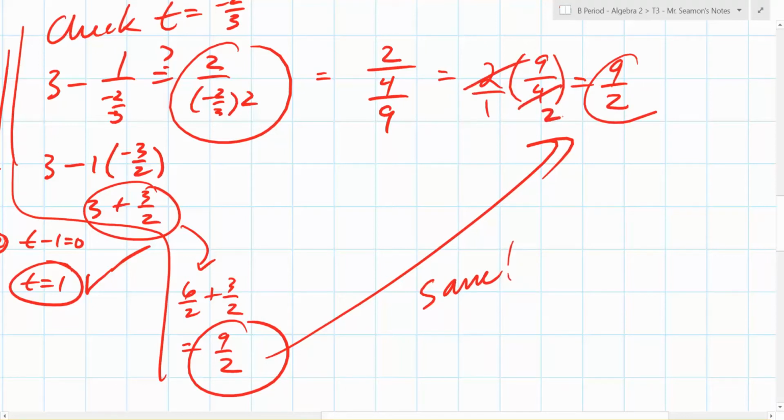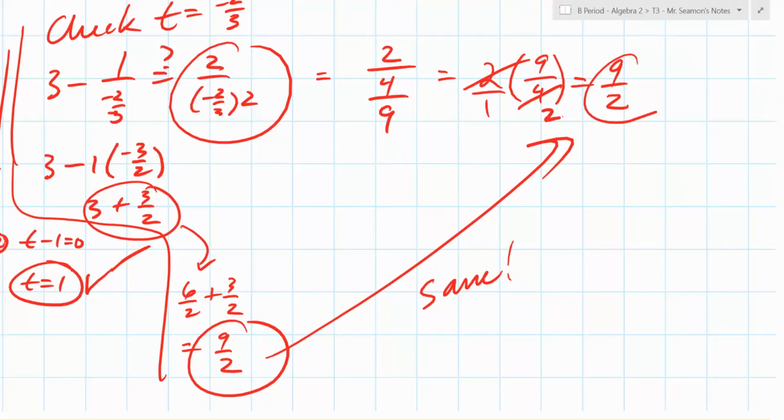Look, what's negative 2/3 squared? 4 over 9. 2 times 2 is 4, 3 times 3 is 9. It's negative, so what happens when you square a negative? It becomes positive. Dividing by a fraction is the same thing as multiplying by the reciprocal. So we took 2 over 1, and what did we multiply by? 9 over 4. What does the 4 cancel with? The 2, turning that into a 2. So we end up with 9 over 2.